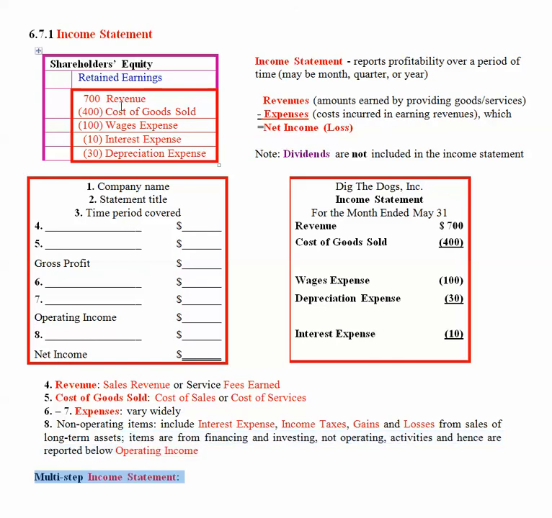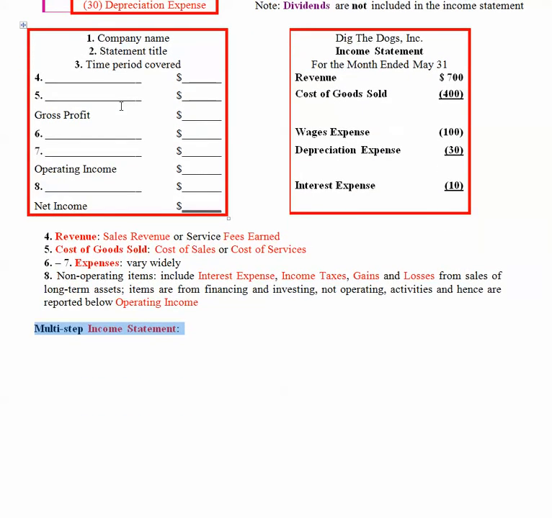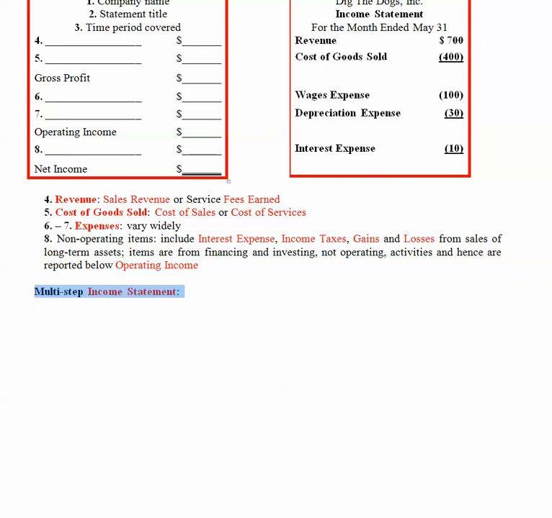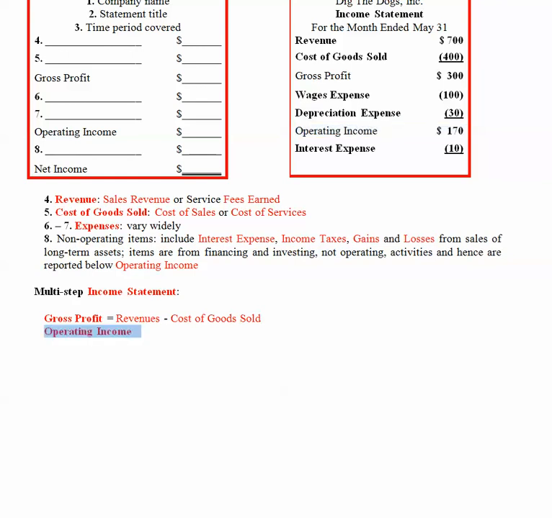This is a multi-step income statement. With a multi-step income statement, you're going to start with gross profit. Gross profit is the first step, and it always equals your revenues minus your cost of goods sold. The next subtotal or step is the operating income. For operating income, you take your gross profit, which is the 300 here, and subtract all your operating expenses, which in this example were wages and depreciation.